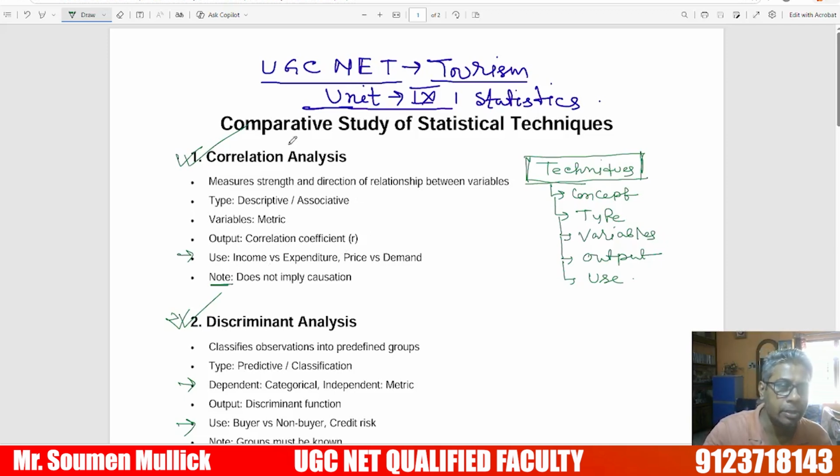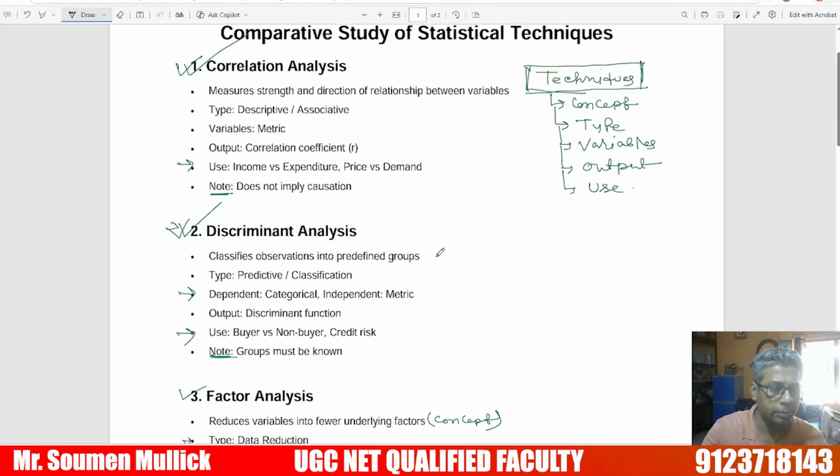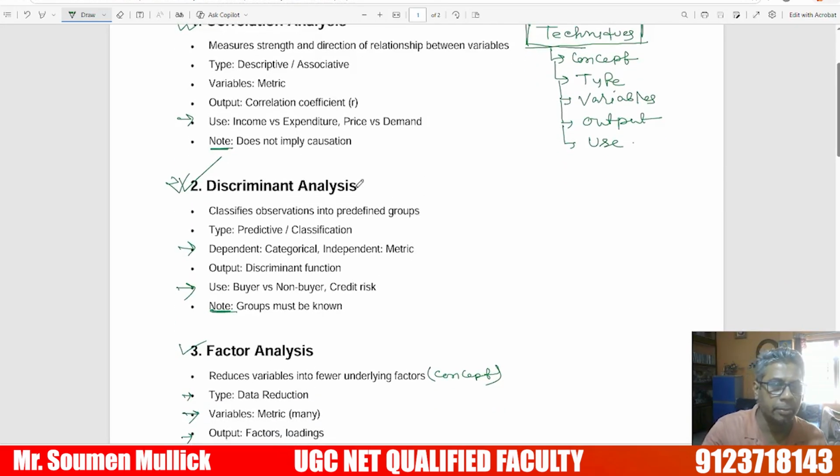And what are the uses of correlation analysis? Basically, income versus expenditure, price versus demand. What is the important note we have to keep in our mind? That correlation analysis does not imply causation. Next important area, discriminant analysis.